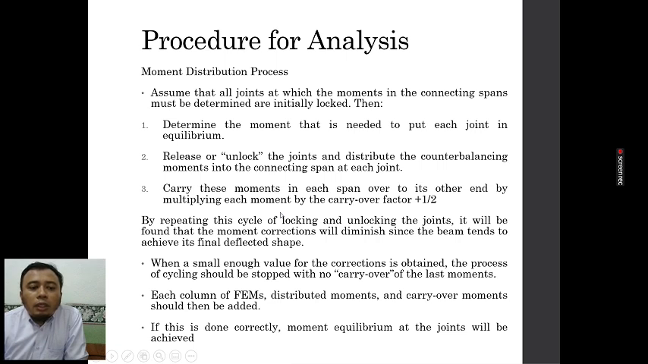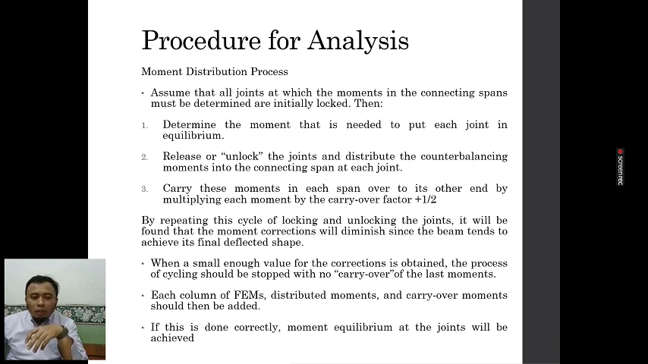And then this is on the moment distribution process. Once you have come up with your table, assume that all joints at which the moments in the connecting span must be determined are initially locked. So first thing first is lock. Then determine the moment that is needed to put each joint in equilibrium. Basically, we apply the opposite moment. So release or unlock the joints and distribute the counterbalancing moments into the connecting span at each joint.